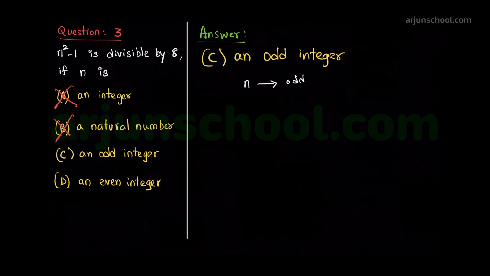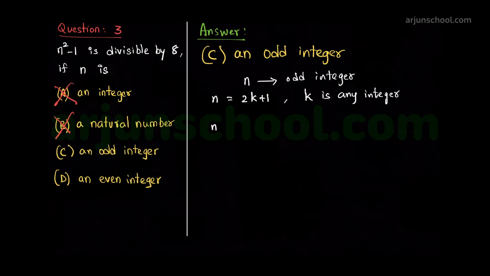Option C is if n is an odd integer. If n is odd integer, then it can be written as n is equal to 2k plus 1, where k is any integer. Now n square minus 1 can be written as n minus 1 into n plus 1. Substitute n is equal to 2k plus 1. 2k plus 1 minus 1 into 2k plus 1 plus 1. 1 gets cancelled. Simplify it.